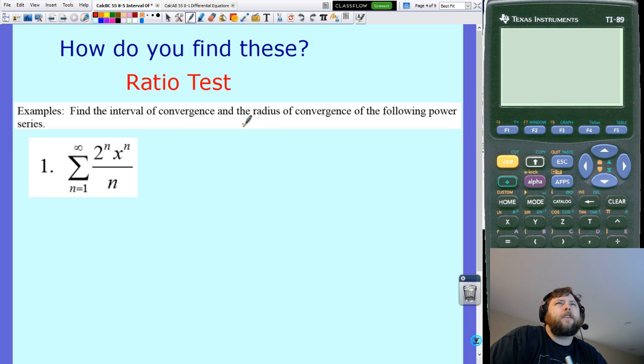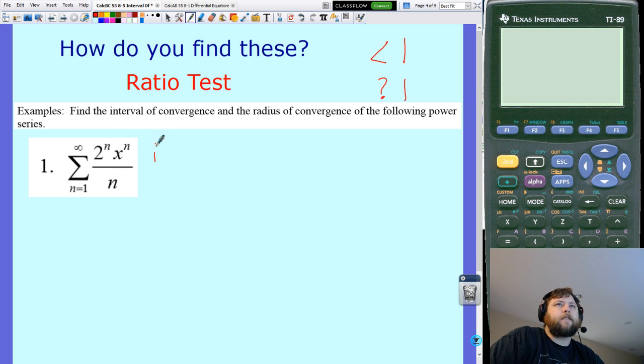So we're doing all this through the ratio test. We learned that last section. Remember, it converges if it's less than 1. It's inconclusive if it equals 1, which means we have to use a different test. And if it's bigger than 1, it diverges. So let's use this one. Ratio test. I'm going to set it up.